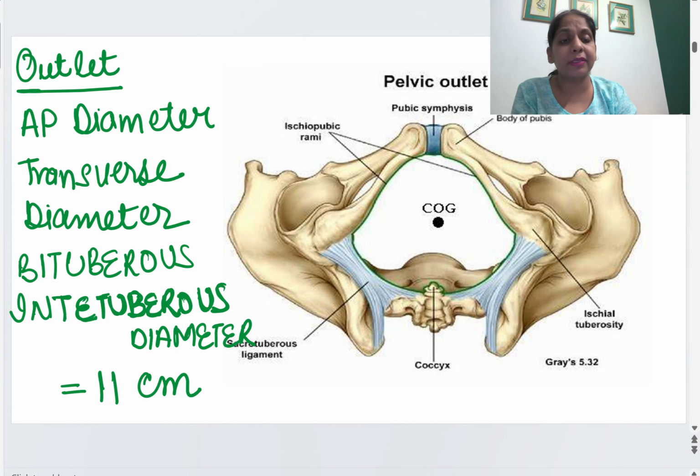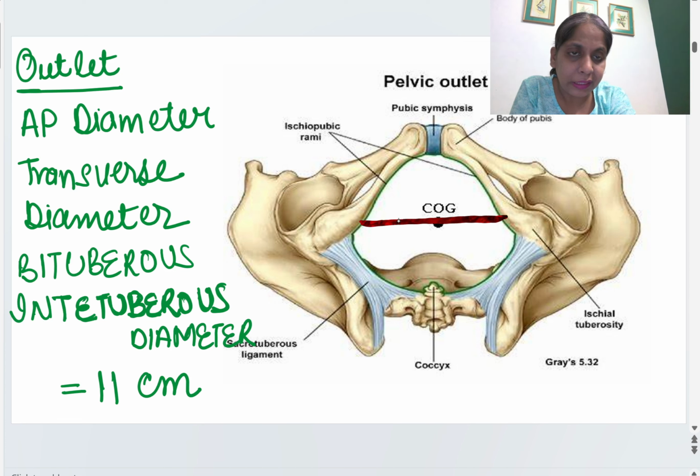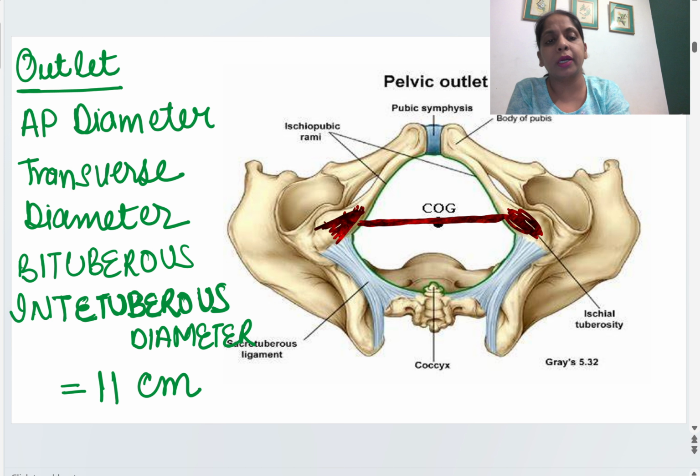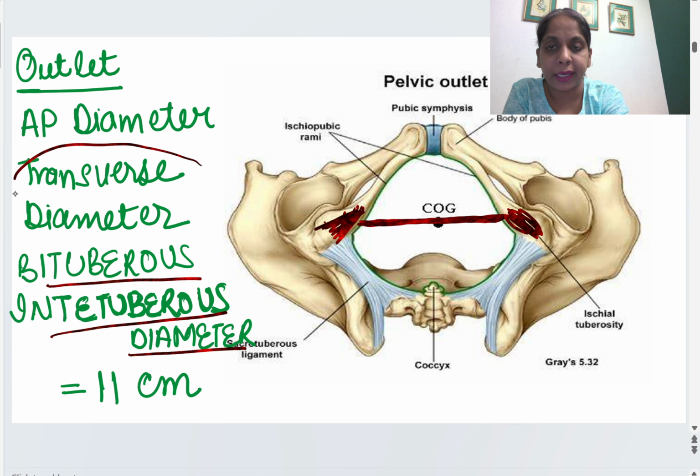The transverse diameter is important. The one which is least in dimension we will take, right? So this is the intertuberous, the one which is between the tuberosity. These are the ischial tuberosities. I think you know this, right? And these are the other ischial tuberosities. So the diameter between these tuberosities is known as the bituberous or intertuberous diameter, and it is almost 11 centimeters. So here again the transverse diameter is important.